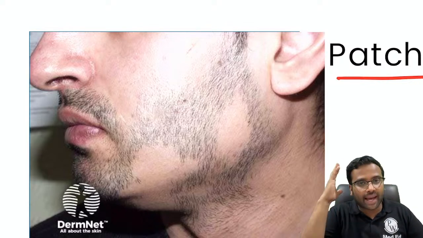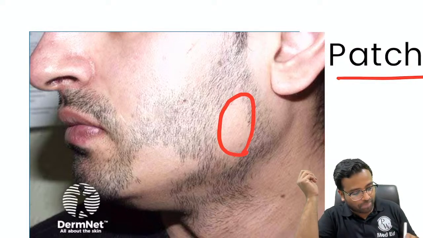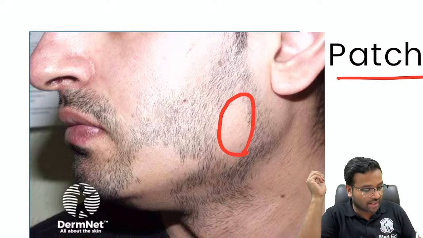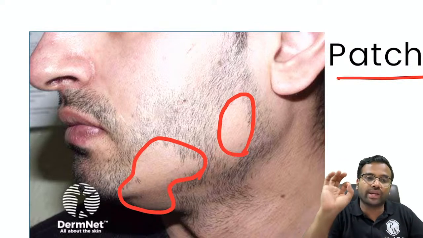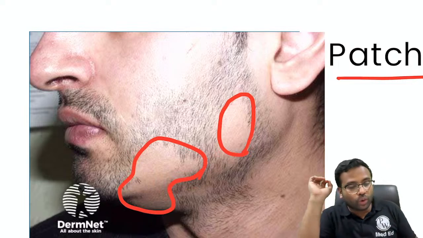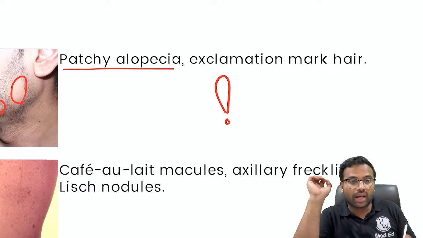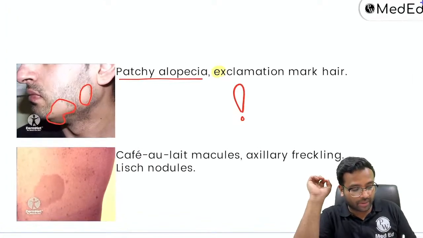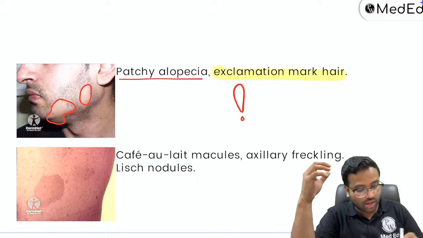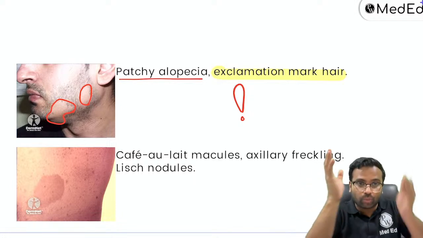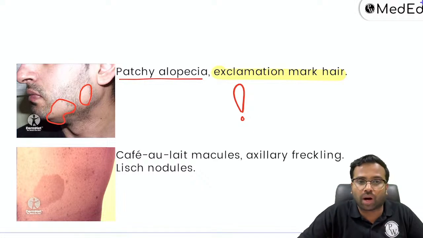Now, be it the scalp, be it the beard area, on the day of the exam, whenever you find a patchy alopecia like this, the answer is always alopecia areata. When you look under a microscope, what you can see is called the exclamation mark hair, because the hair becomes very broad away from the scalp, and near the scalp the hair becomes much thinner.